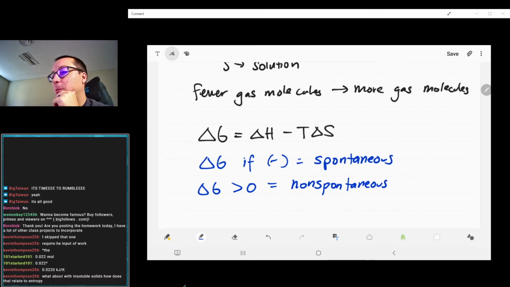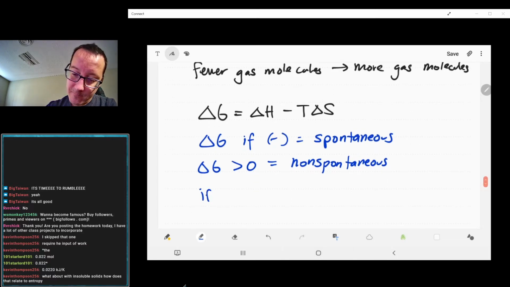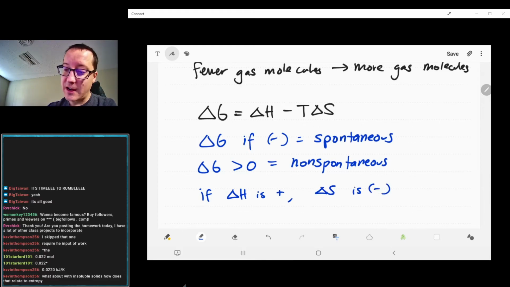So we're going to see that entropy and enthalpy both have important roles to play in determining whether a process is going to be spontaneous or not at a given temperature. So temperature, as we know, deals with the motion of molecules. We're going to see a little bit later how that comes into play, but suffice it to say, if delta H is positive and delta S is negative, it will never happen. It will never be spontaneous. That process will never happen no matter what temperature you have, because you're going to end up with a positive number for delta G.